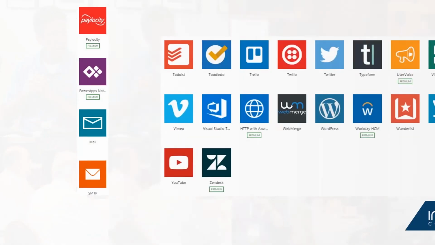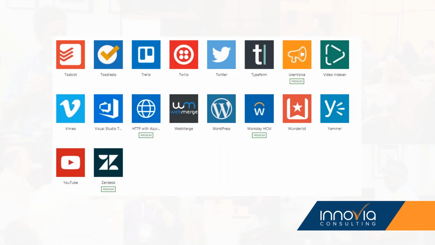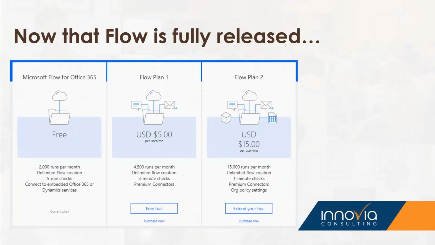If you'll notice, as these are flying by, some of them have a little green rectangle underneath with the word premium in there. As you can guess, that means you're going to have to pay something extra or have a better type of Flow account to get those. We'll talk about that here in a second. But there's all kinds of connectors.